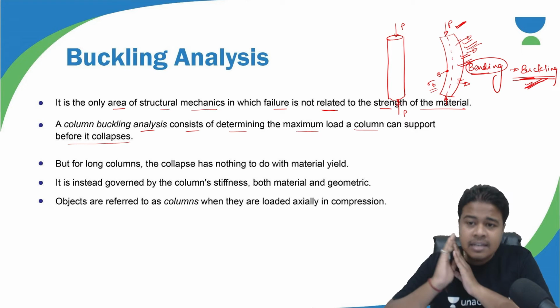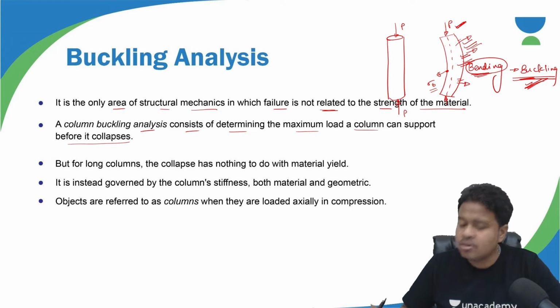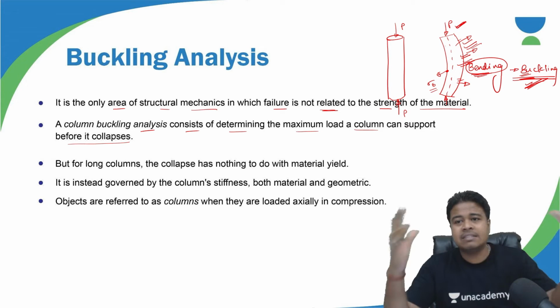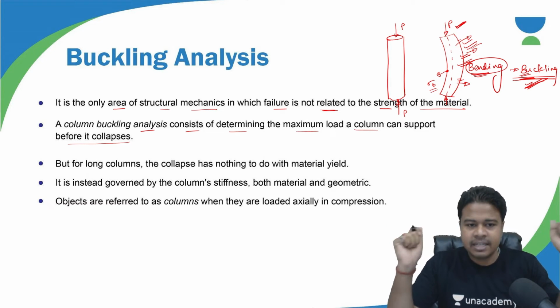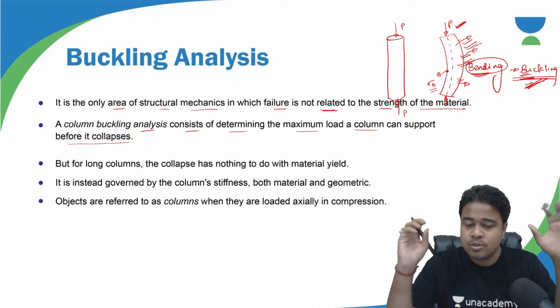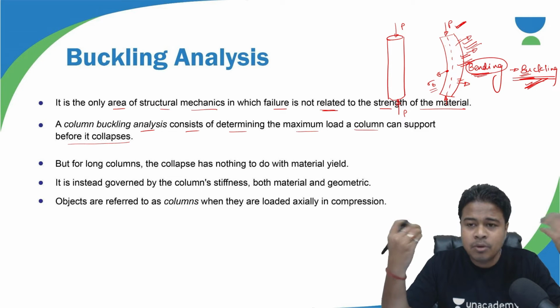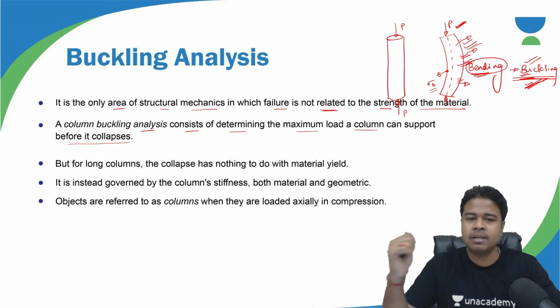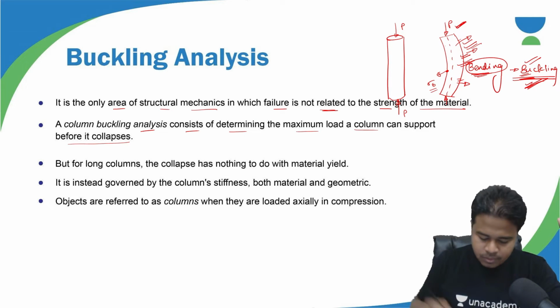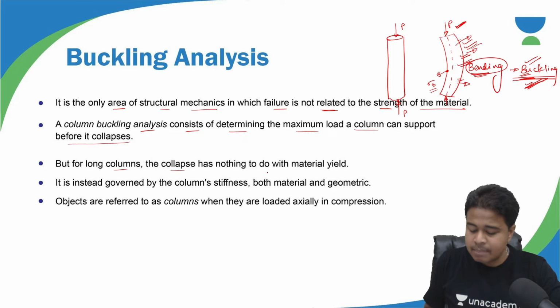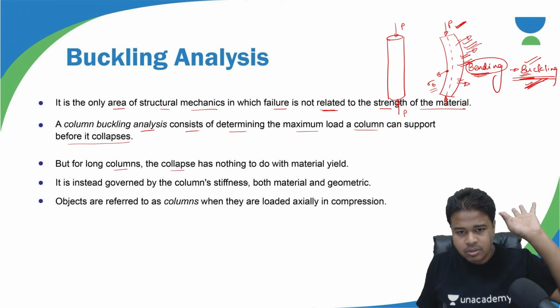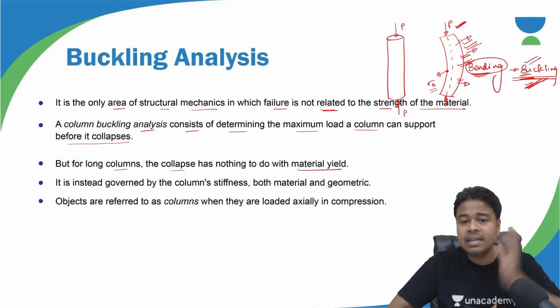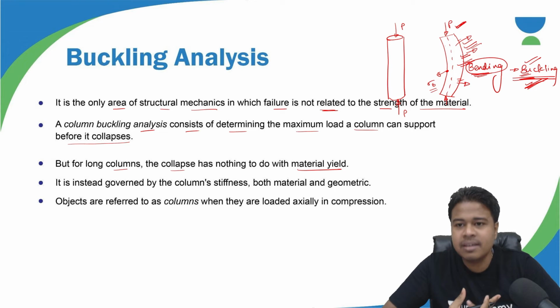Even elastic buckling is not acceptable, because our structure will start vibrating due to that. So we have to determine that maximum load to avoid buckling. That is the focus of this particular module. For long columns, the collapse has nothing to do with the material yield. That's what I am saying.